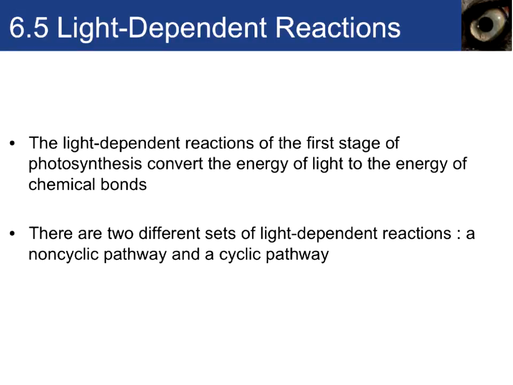So the light-dependent reactions in the first stage of photosynthesis convert the energy of light to the energy of chemical bonds. Again, it's the photons going to the bonds that are found in ATP. There are two different sets of light-dependent reactions: a non-cyclic pathway and a cyclic pathway.